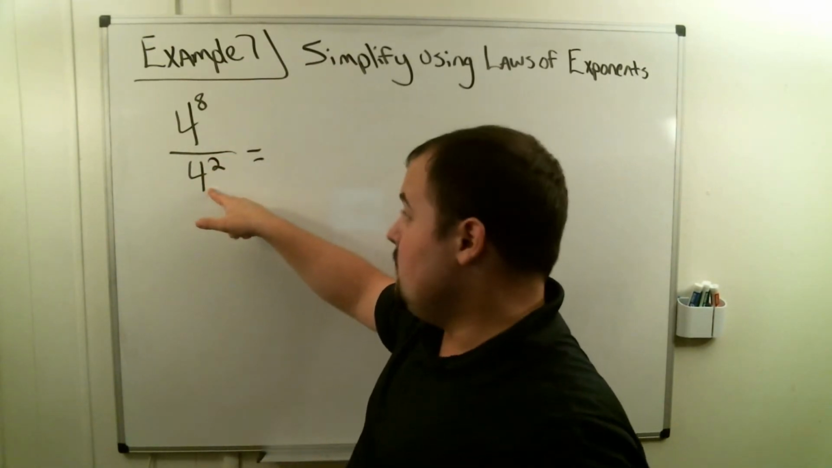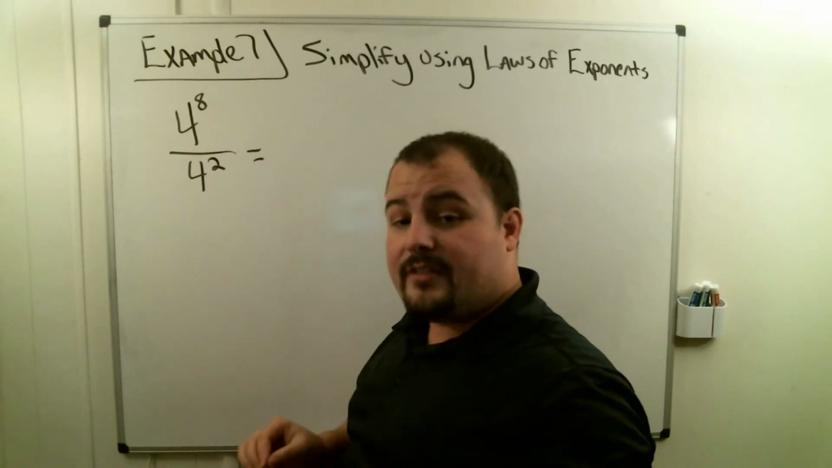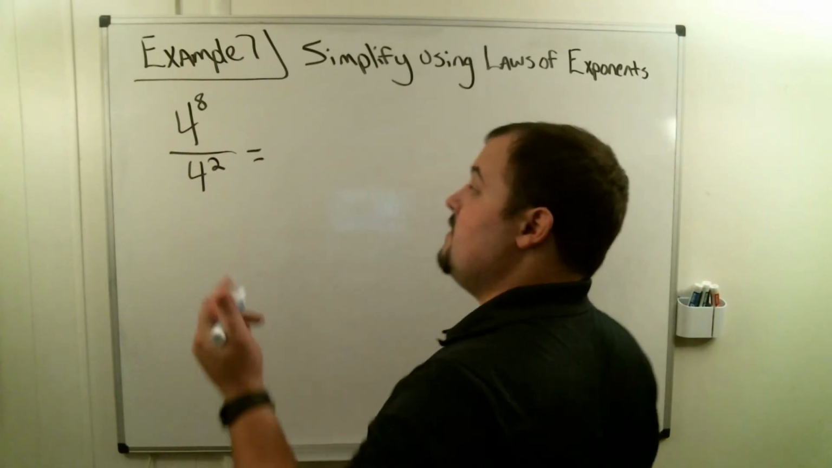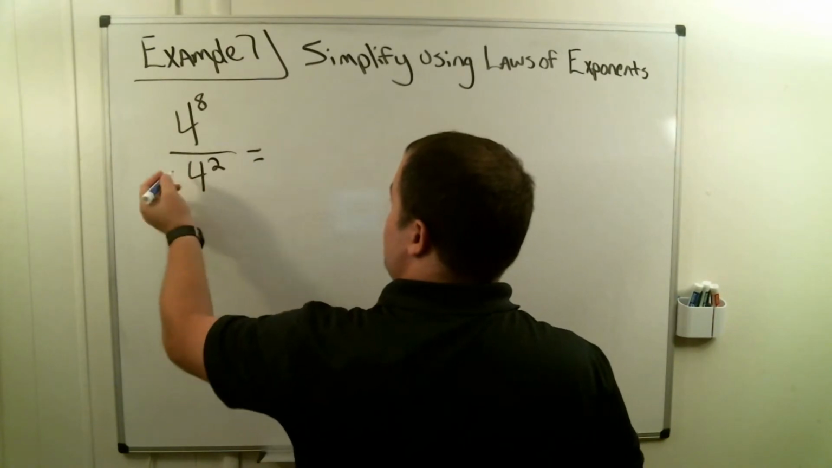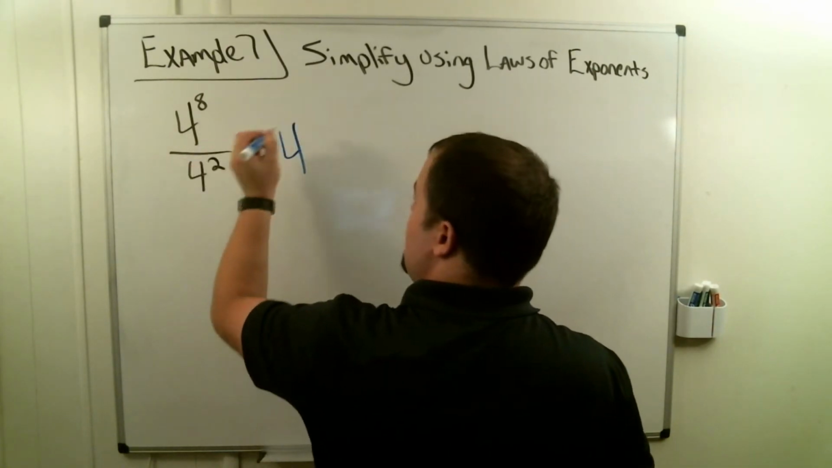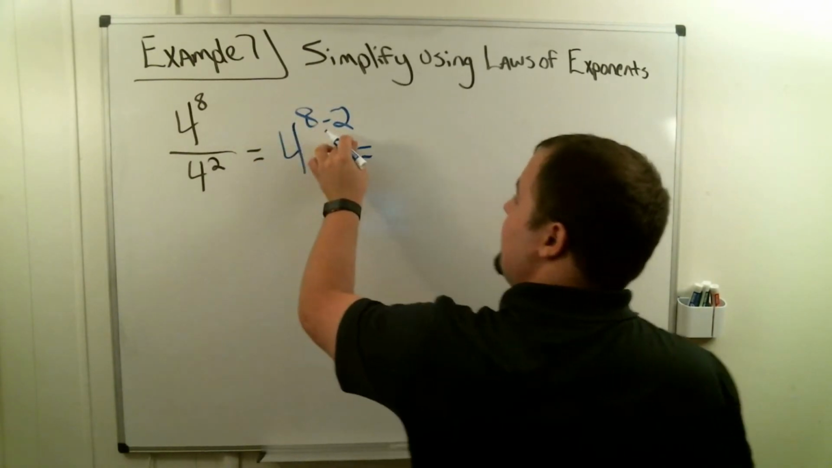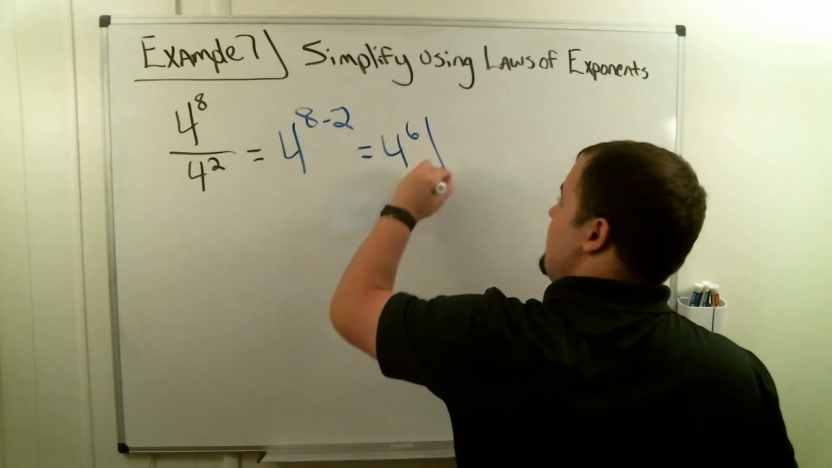Look at the bases though. This is a 4, this is a 4. So all we have to do is subtract the exponents since they have the same bases. 4 to the power of 8 divided by 4 to the 2nd power is equal to 4 to the power of 8 minus 2. Well, 8 minus 2 is equal to 6.